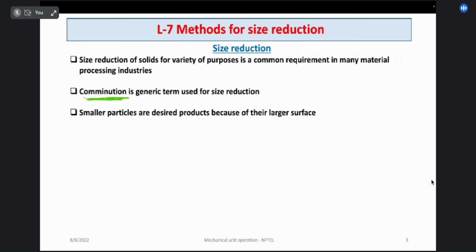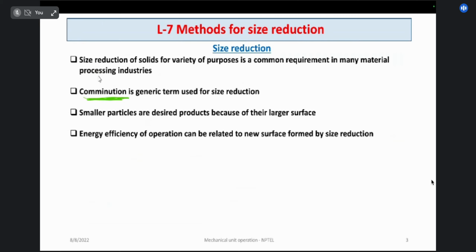Why do most applications or processes require smaller particles of any solid material? Because they have a very large surface area. We use activated charcoal for various purposes in packed beds and many applications. Why do we use the fine particles of activated charcoal? Because they have a very large surface area.